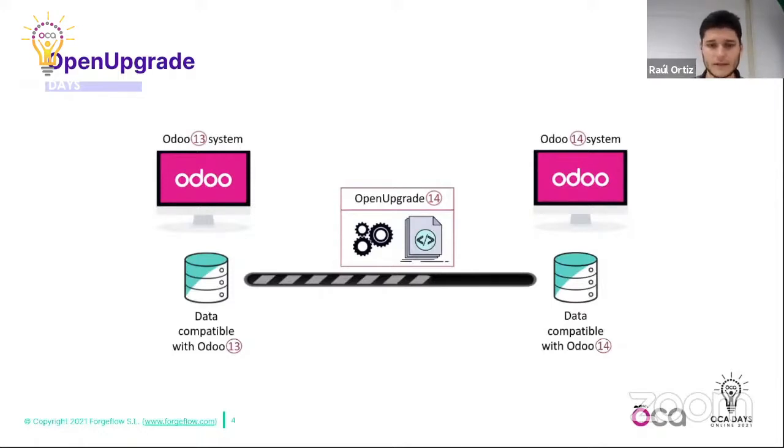And this migration with Open Upgrade happens from one version to another. So if I want to migrate 2 versions at a time, from 12 to 14, for example, I will use Open Upgrade 13 and Open Upgrade 14. So in this example here, Open Upgrade 14, we use it to migrate from 13 to 14.